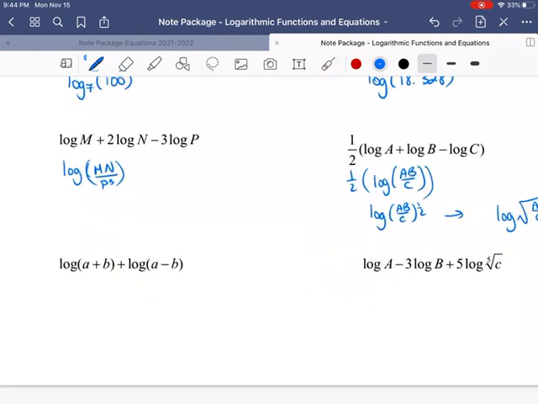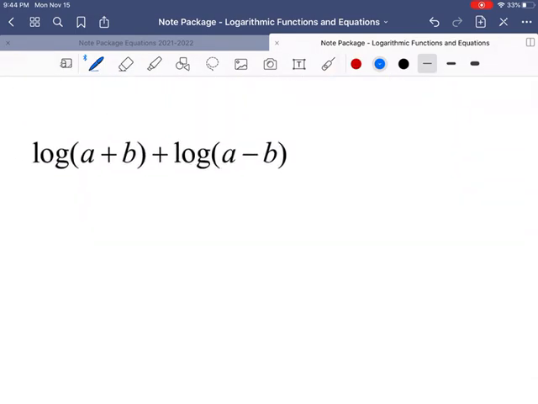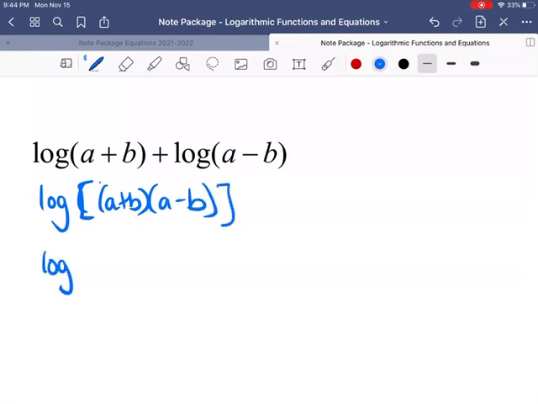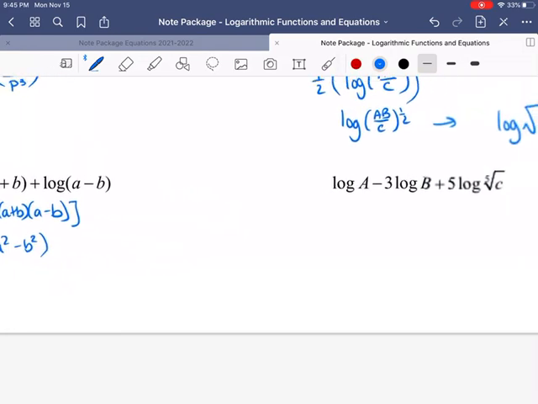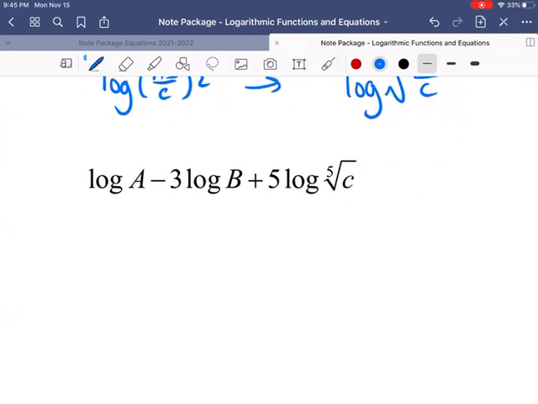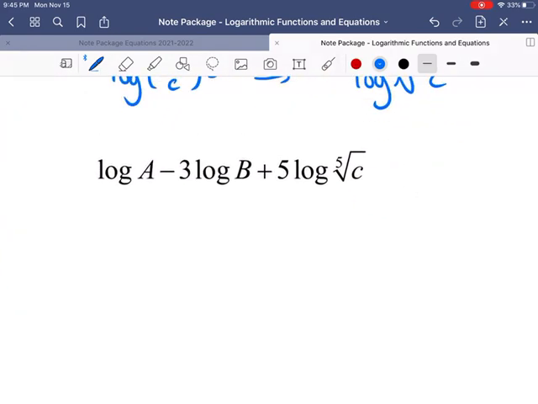Two more. Okay, we're going to divide these. Multiply these. So A plus B and A minus B. What does that look like? Looks like we can FOIL this. So you're going to get A squared minus B squared. Neato.